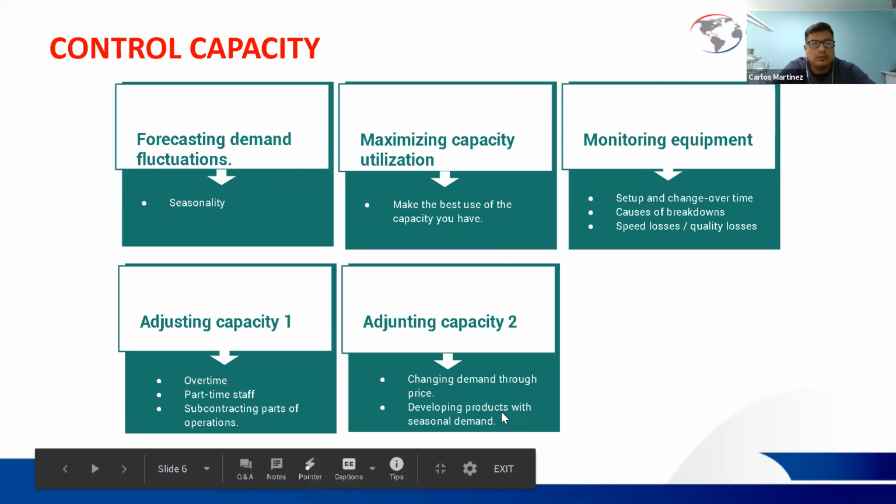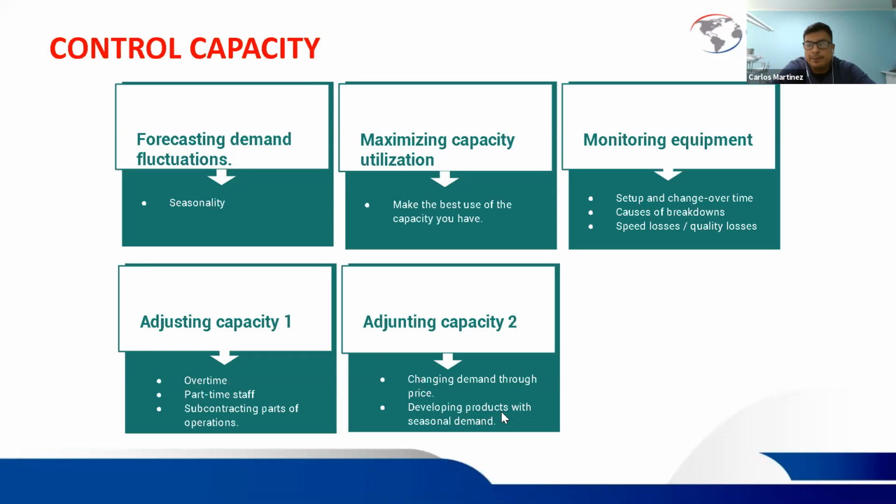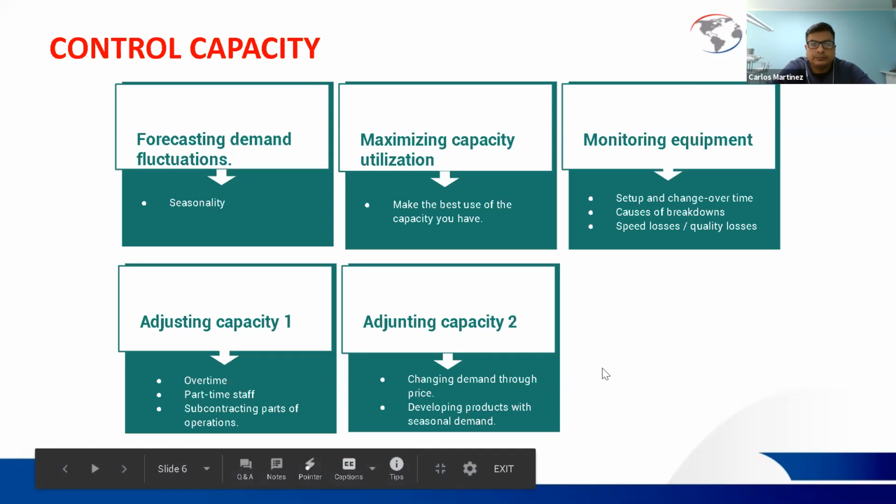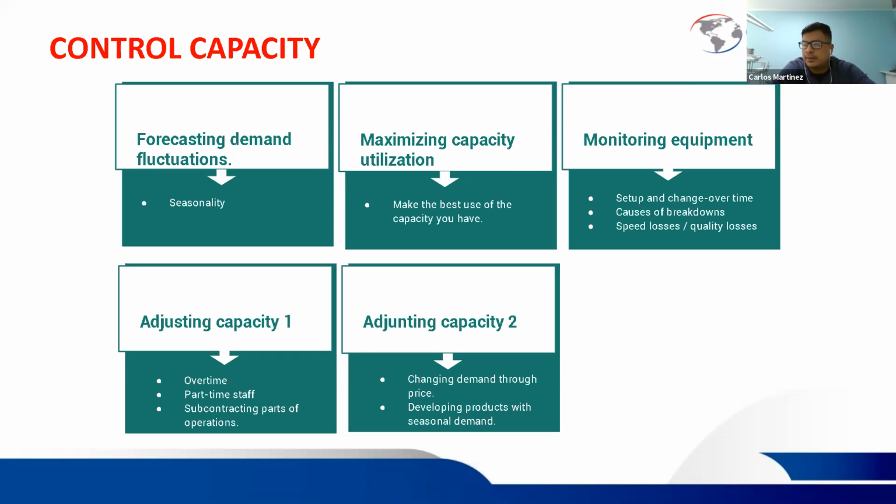And of course, developing products with seasonal demand. That means that I will be producing and selling year round, and not only in a certain moment of the year. Okay, very good. So these are the 5 topics related to control capacity.